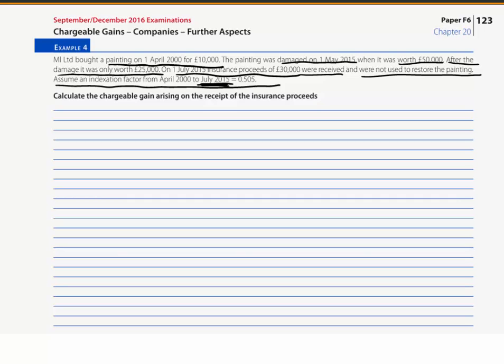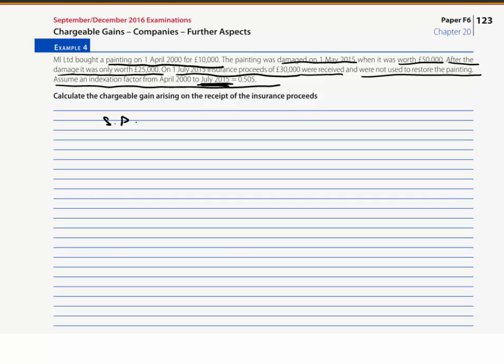Only at that point do you have a deemed disposal, albeit here a part disposal, that is deemed to have occurred. So the relevant date here in terms of a disposal is not when the asset itself, the painting, was damaged, that was back in May 15, but when the insurance proceeds were received. That is the deemed disposal date. So let's have a little look now at our calculation of the chargeable gain arising on the receipt of those insurance proceeds. So what were our proceeds?